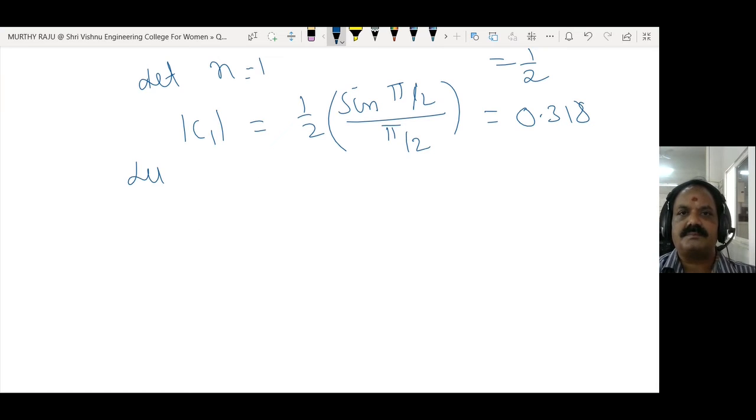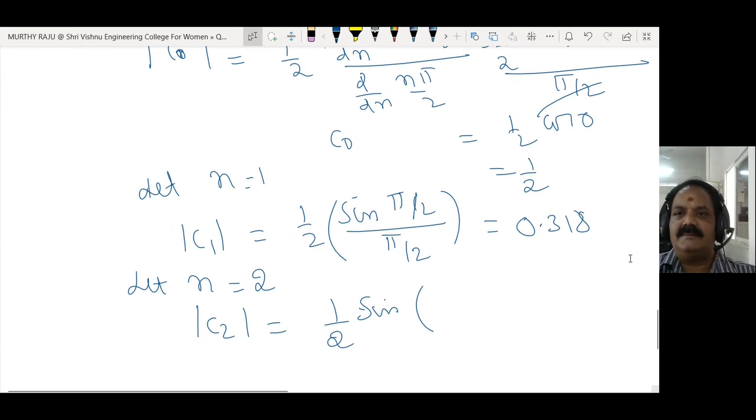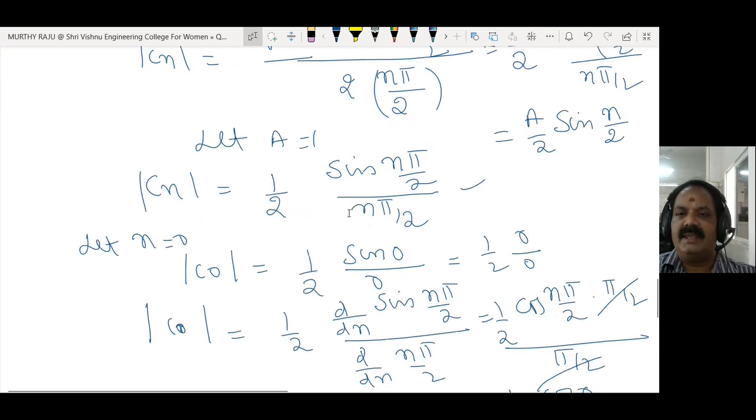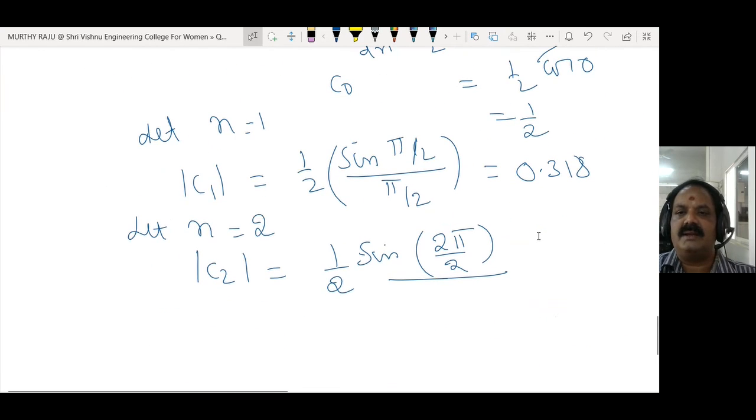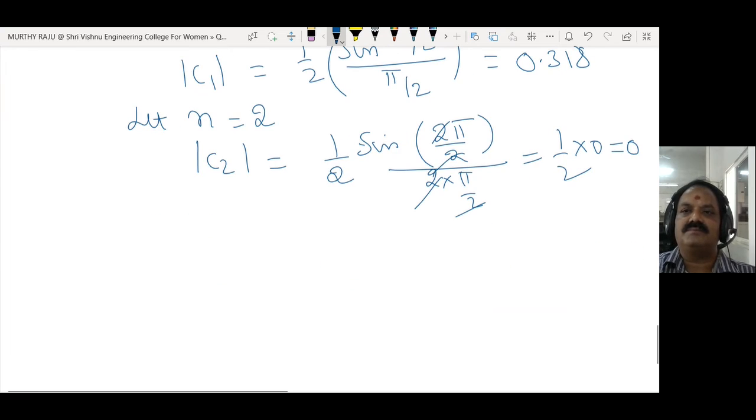Let n is equal to 2. C2 is equal to 1 by 2 sine n pi by 2 by n pi by 2. Here 2 is substituted, so 2 into pi by 2, the 2s cancel. Sine 180 degrees is 0. Therefore, for n is equal to 2, the value is 0.